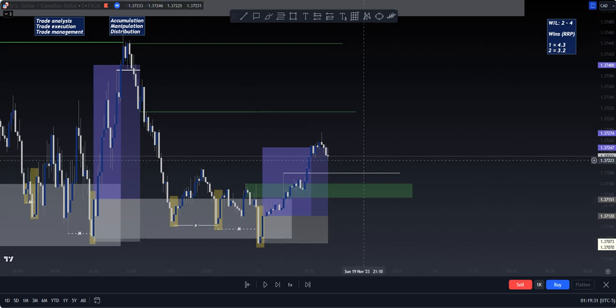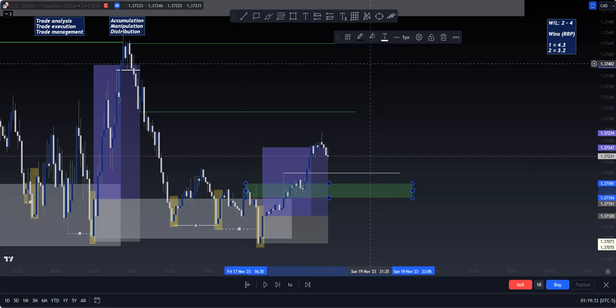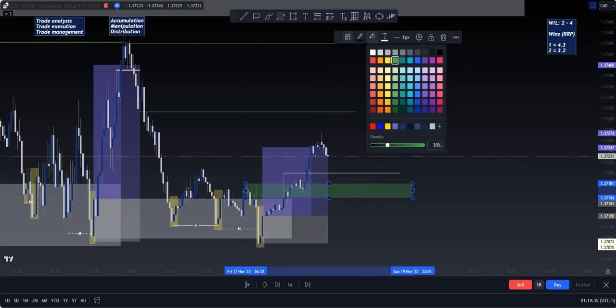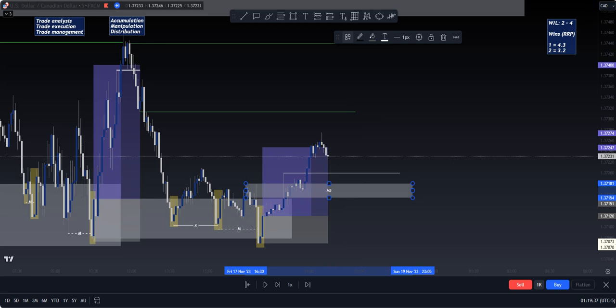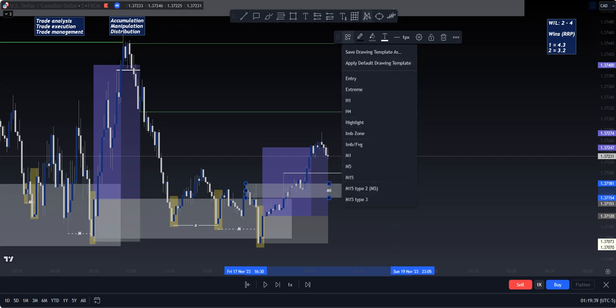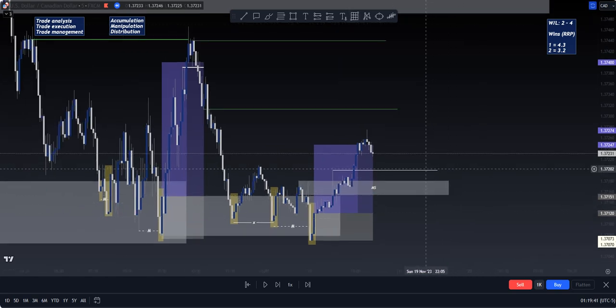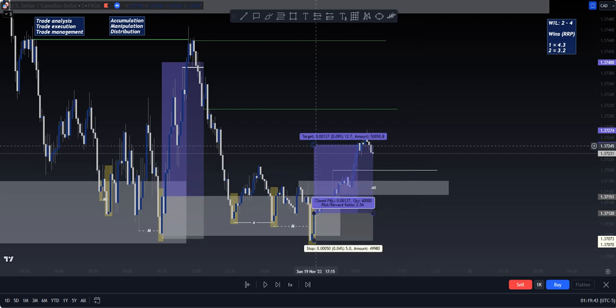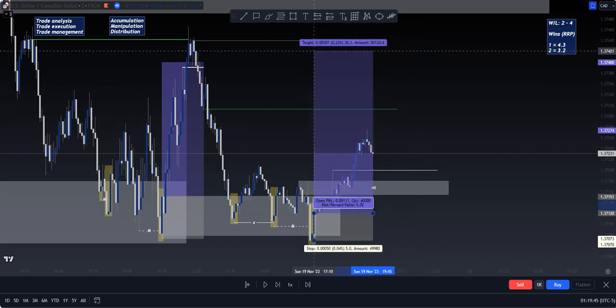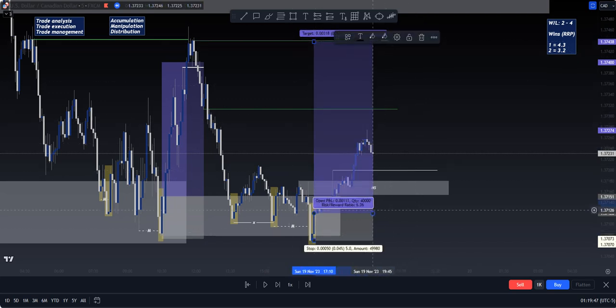We should be good. Okay, so yeah, what I'm looking to see is price come back down to this breaker block and possibly continue moving up from there, or this area of resistance there, and we'll see what happens.